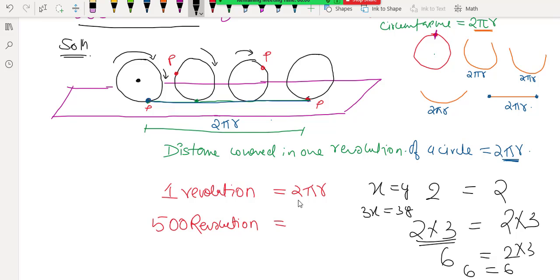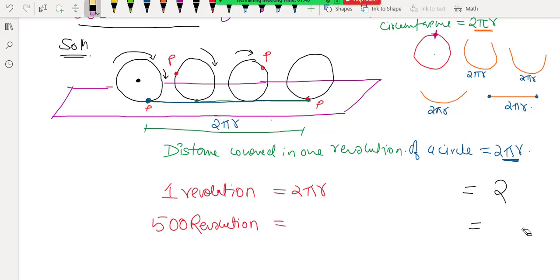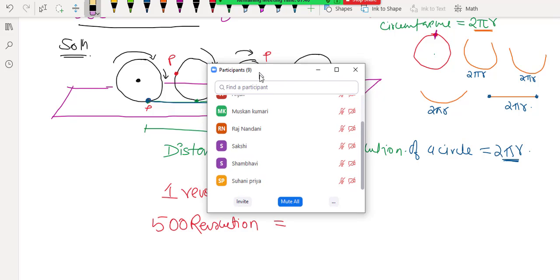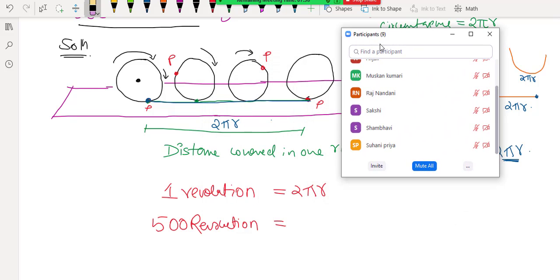If one revolution is equal to 2 pi r, then 500 revolution will become how much? Anyone? मेरे को लगता है आप लोग नहीं पढ़ रहे हैं, आप लोग बस मोबाइल को साइड में रख दिए हैं। You are not responding to me. That's very bad of you.